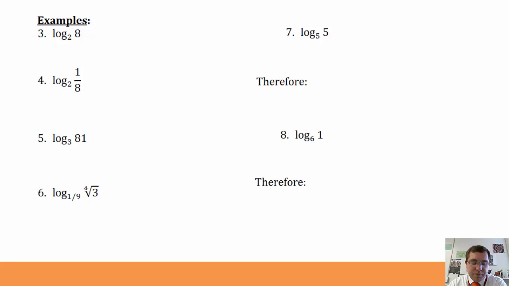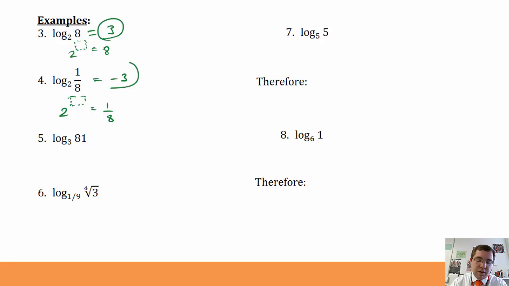Here are some examples. Log base 2 of 8. That would be the number that I raise 2 to. So what number do I raise 2 to in order to get 8? Well, that would be 3. 2 to the third power is 8. Log base 2 of 1/8. What power do I raise 2 to in order to get 1/8? Well, since 2 to the third is 8, this must be negative 3. A negative exponent will give me the reciprocal.